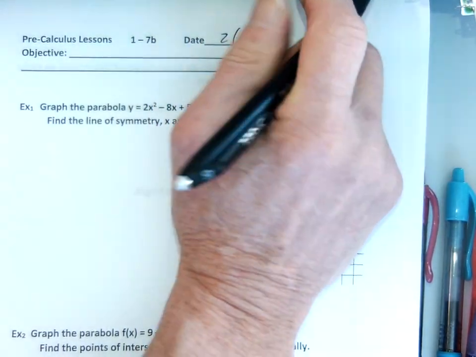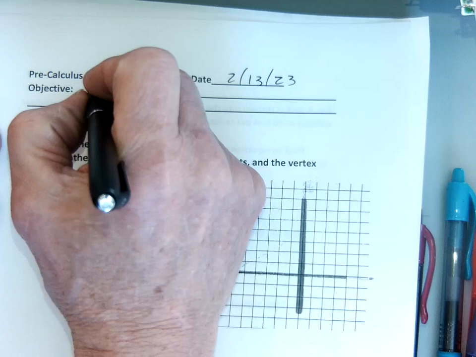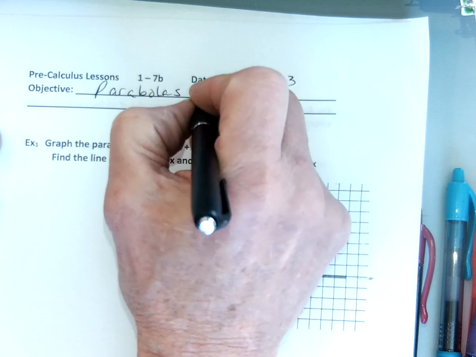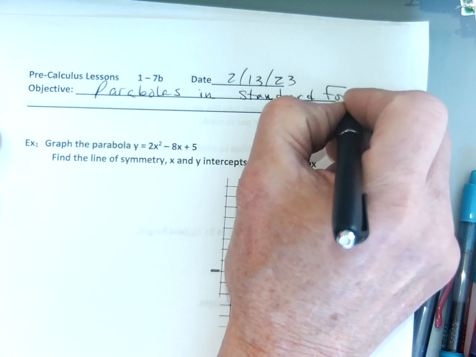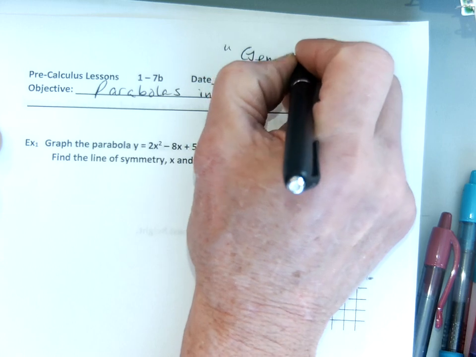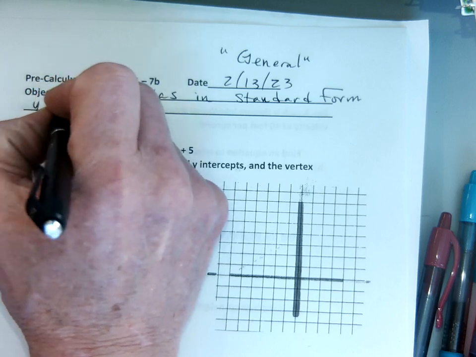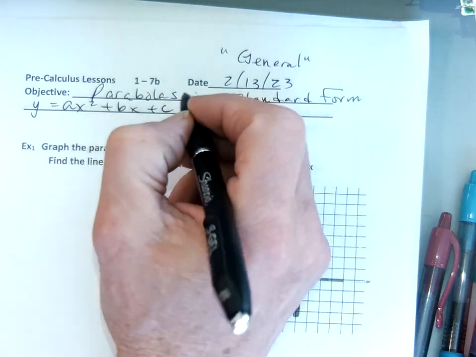2/13/23. So our objective today really is going to be graphing, or at least looking at, parabolas in standard form or general form. Every book has to be different. I think this book calls it general form. I've always called it standard form. It doesn't really matter. Standard form is y equals ax squared plus bx plus c. That's our standard form, okay?